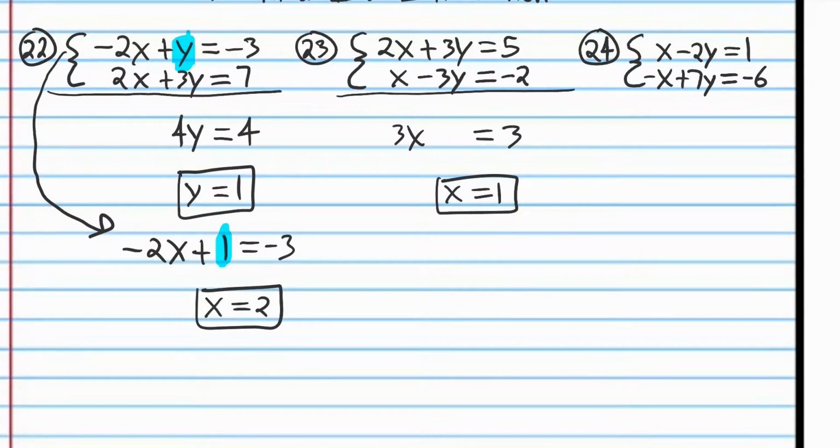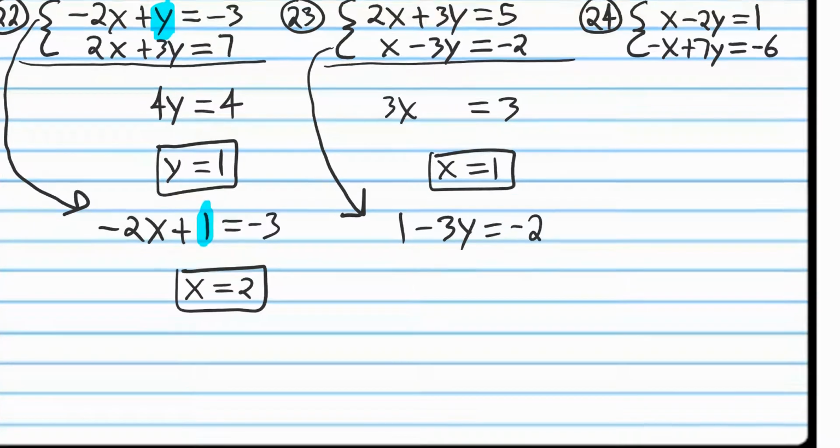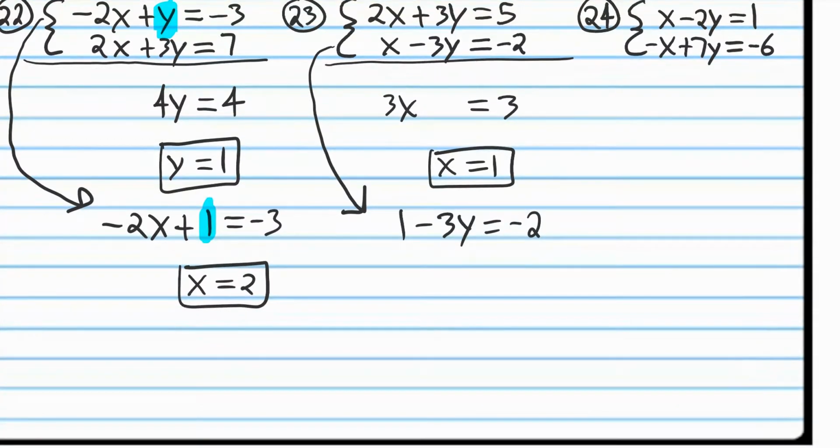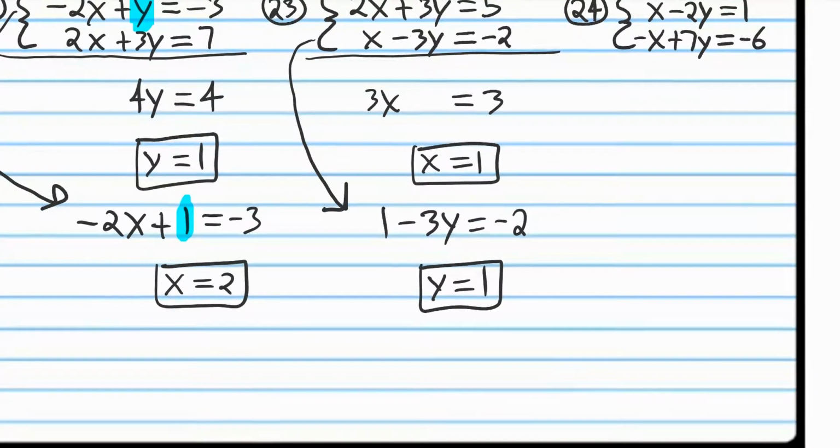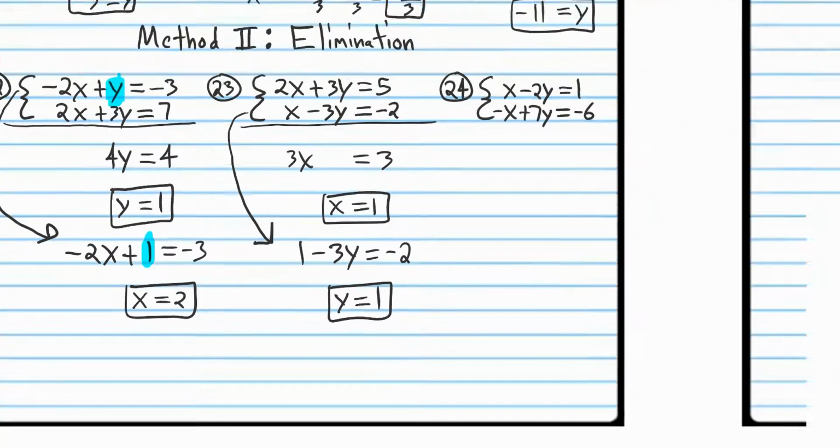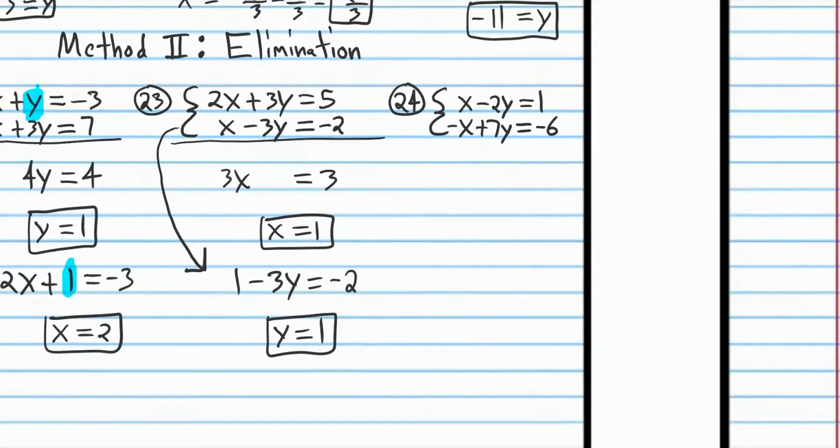So now we're going to choose one of these equations. I think I'm going to choose this one, I guess. Again, you can choose either one, whatever's simplest. So then we're going to plug in 1 for x because we know x is 1. And then we're just going to solve the equation. So we're going to subtract 1 from both sides, and then we're going to divide both sides by negative 3, and we get y is equal to 1. So as you can see, this method is pretty easy.